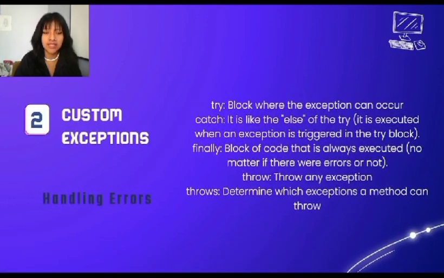The cause of exceptions: hide the errors. Try: block where the exception can occur. Catch is the like the guard of the try. It is ahead of any exceptions raised in the try block. Finally: block of code that is executed no matter if the try had errors or not. Throw: throw an exception. Throws: declares an exception and the method can throw it.